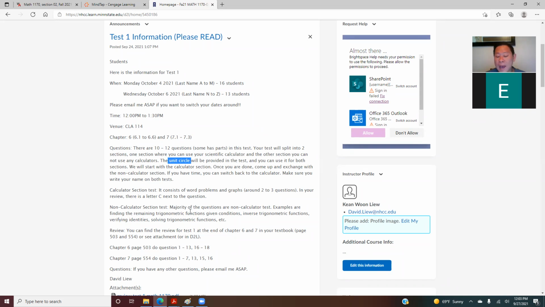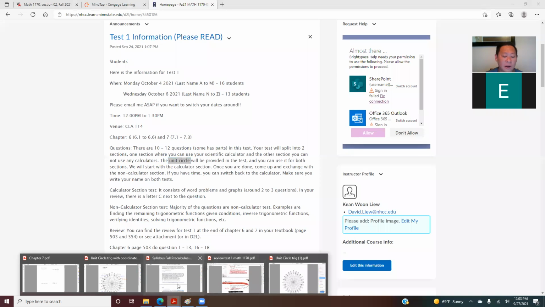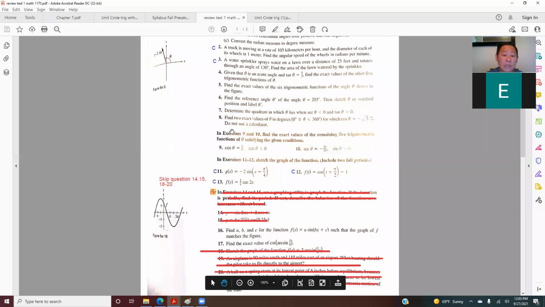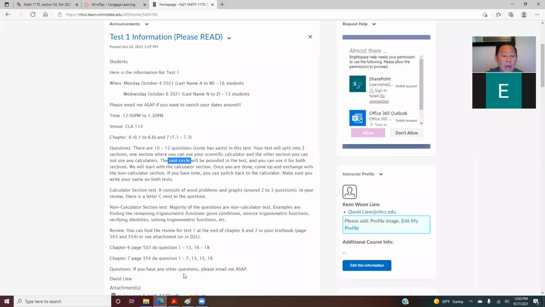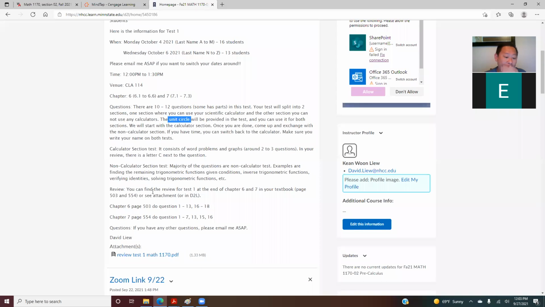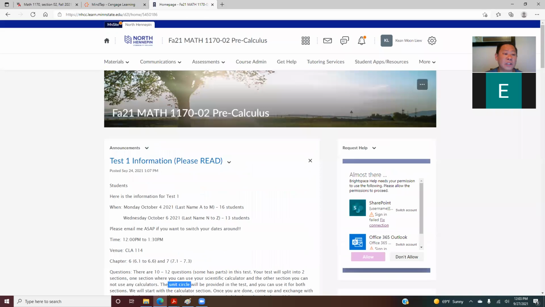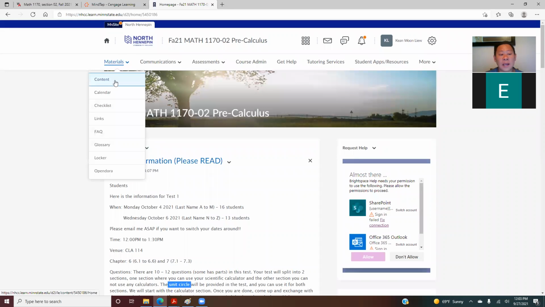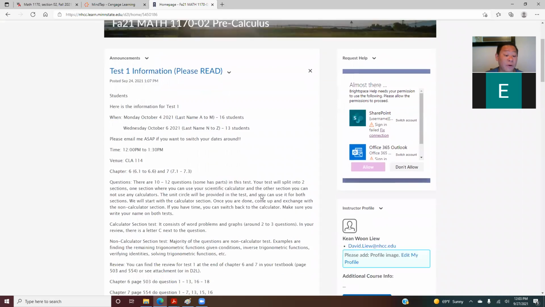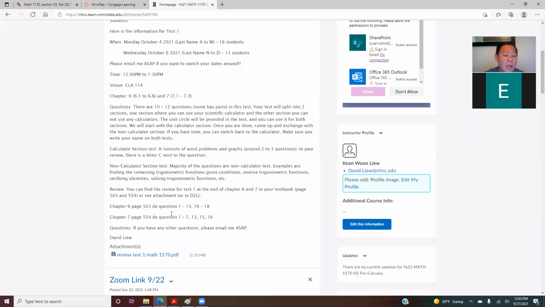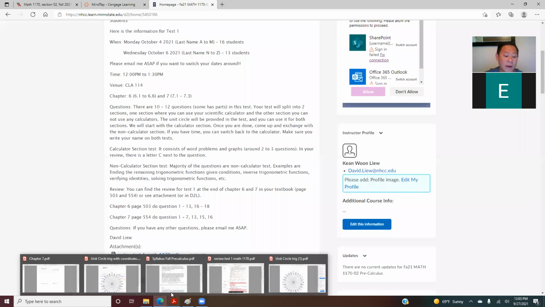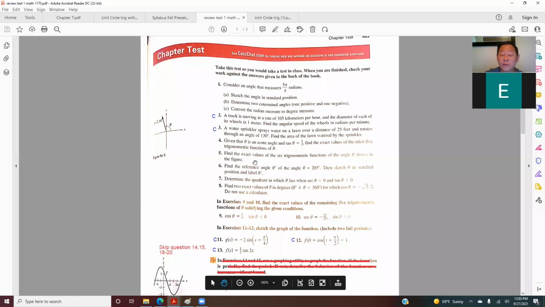Okay, so if you look at your review, the majority of it is not calculator based. These are all non-calculator based. The review is the one I attached in the email. If you misplace it, make sure you go to D2L. Go under Material, go under Content, and you will get the same review of your test. If you look at the review of the test, there is no answer given to you.